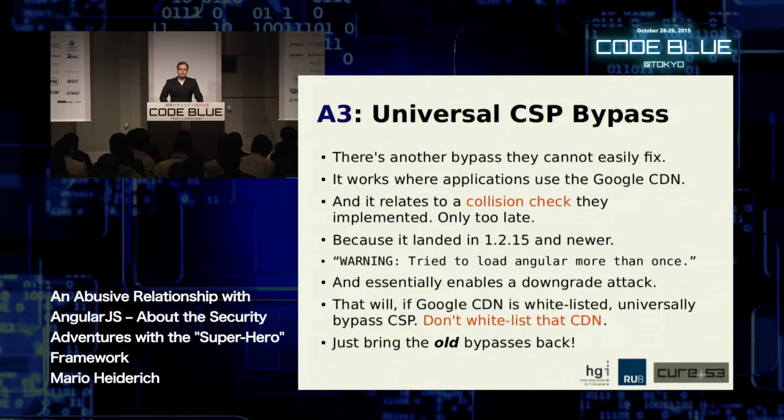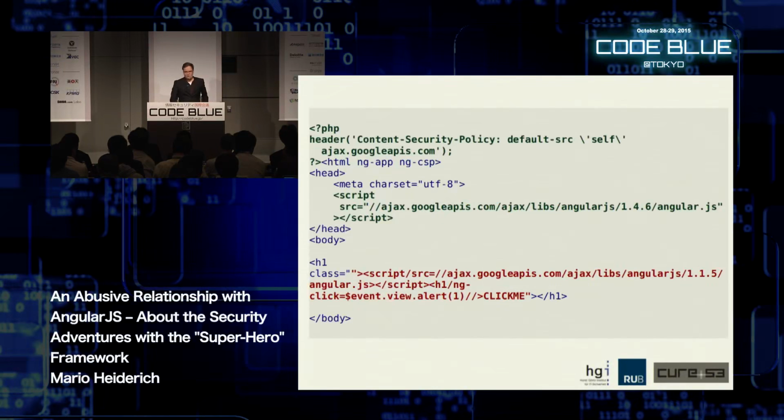So that collision check is winning the race for us always and at all times, no matter how new the AngularJS version is. Because the newer one, whenever it loads, will find out, hey, there is one already. I will stop now, I will not load. And then the old version wins, and you have all the bypasses back. That looks like this.